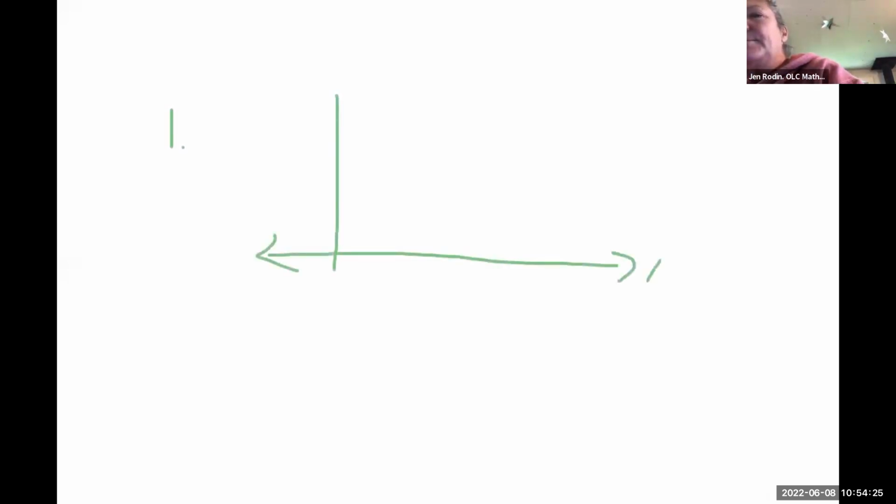All righty, here we go. So back up to the top. If we're doing negative y equals, so this was problem 1. Sketch the curve for f of x equals negative x squared plus 4x plus 5.